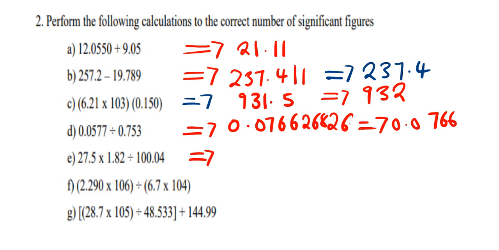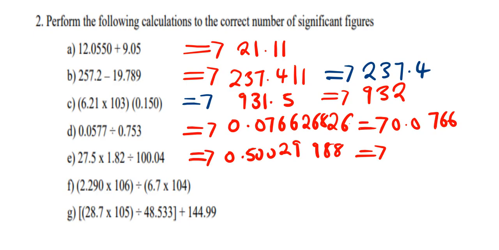Now let's solve E. We've got 27.5 times 1.82, the answer divided by 100.04. So I'm getting 0.50029988. So what will be my final answer?